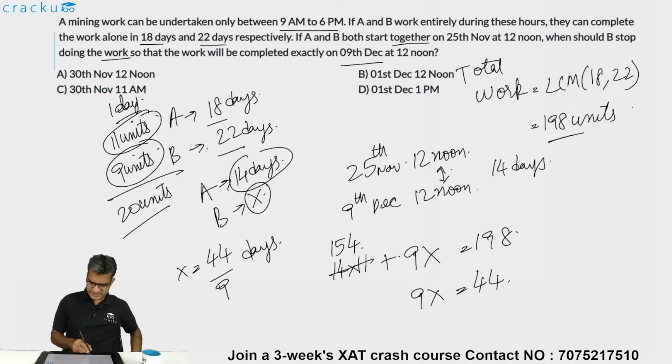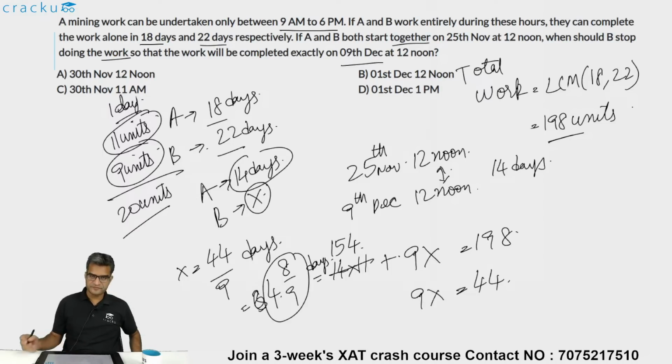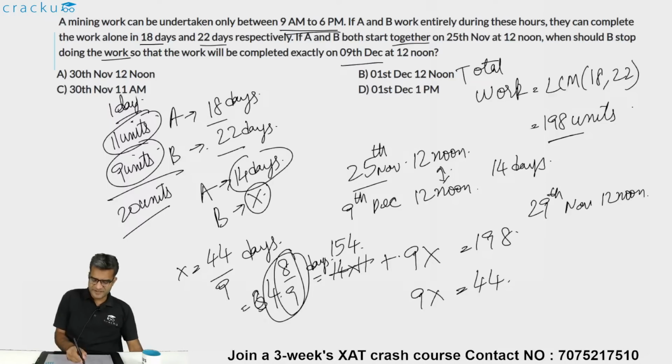44 by 9 days is 4 days and 8 by 9. 8 by 9 days. This is when B has to stop working. First 4 days. 29th November, 12 noon is 4 days. And another 8 by 9 days. Remember that they work from 9 a.m. to 6 p.m., which is basically 9 hours.